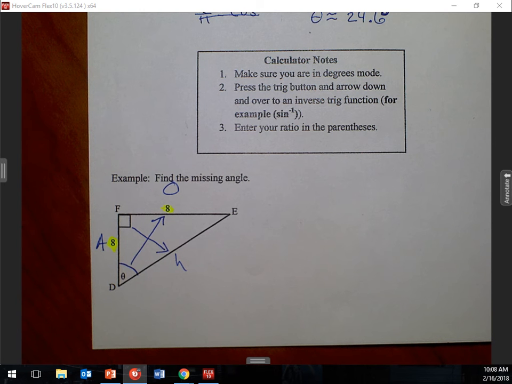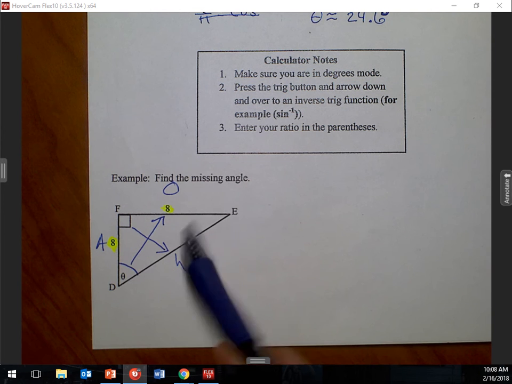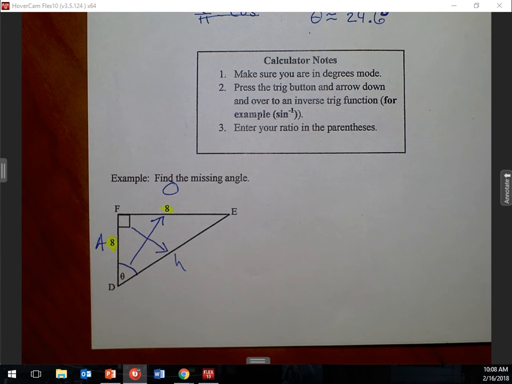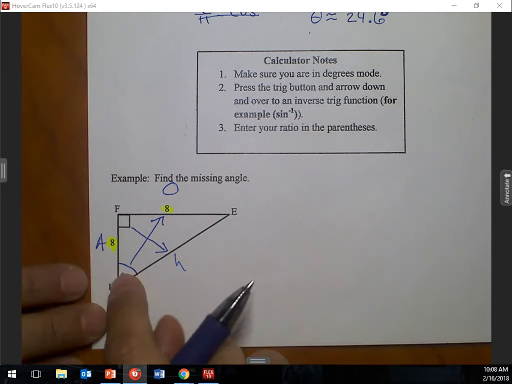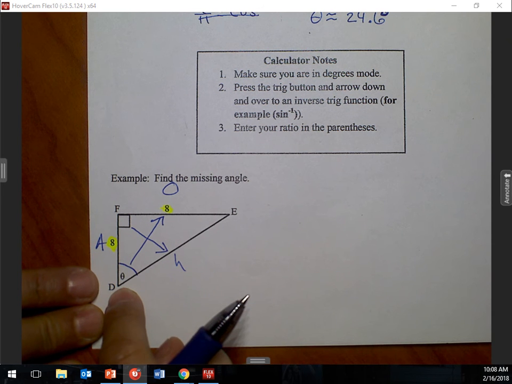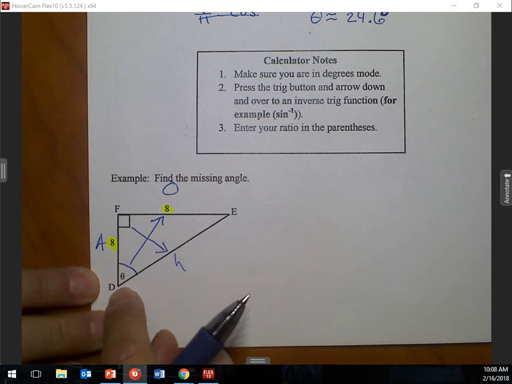Okay. So in your notes, if you have opposite and adjacent, what ratio is that supposed to be? Come on, I said look at your notes. It's right there. Tangent. Very good. So we're going to be using tangent because tangent is opposite over adjacent, right?